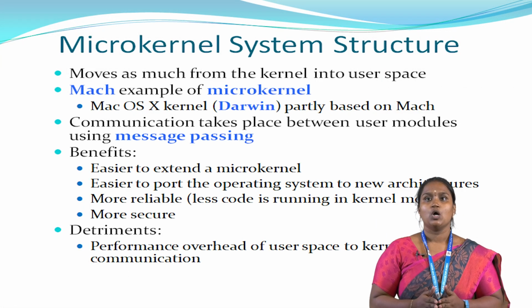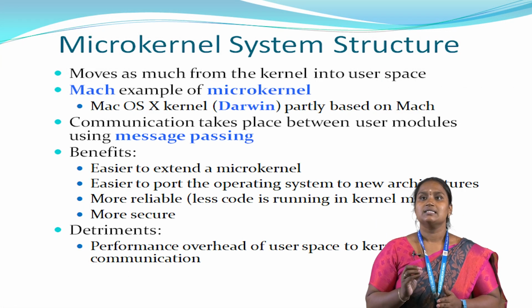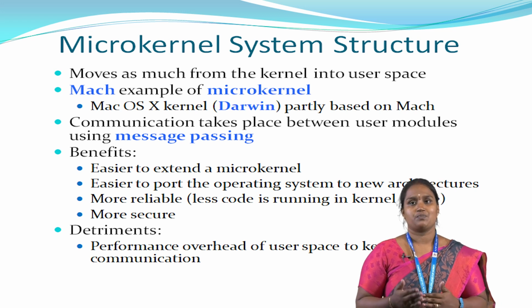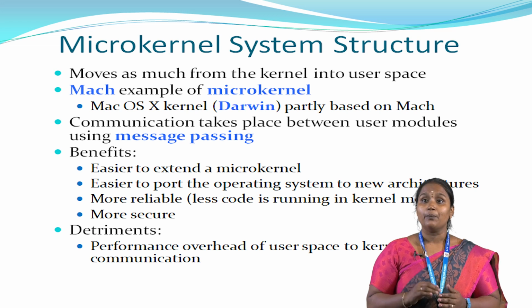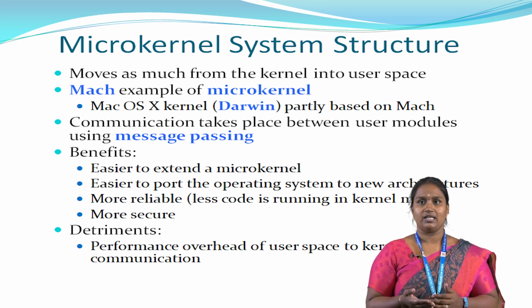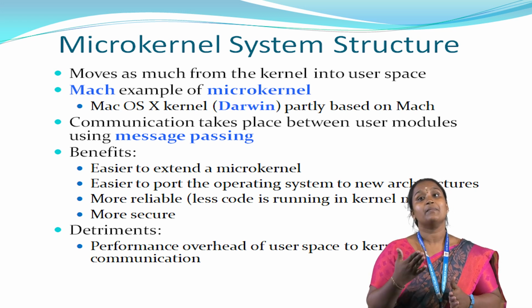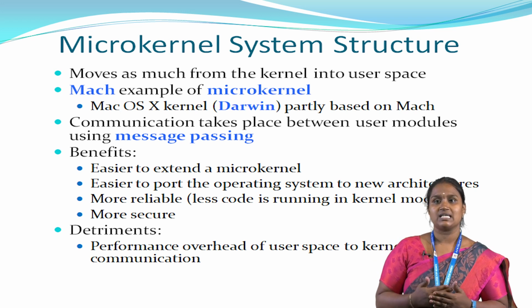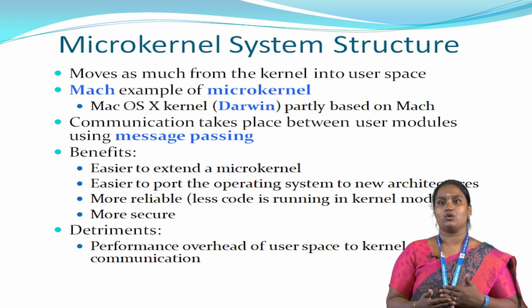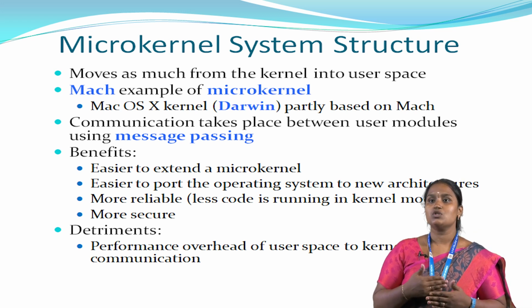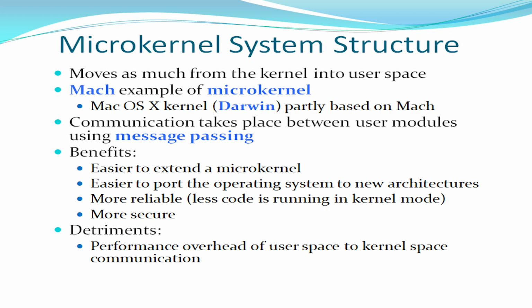Microkernel system moves as much as possible from the kernel into user space. Mach is an example of a microkernel. Communication takes place between user modules using message passing. Benefits and demerits. Benefits: it is easier to extend the microkernel, and easier to port the operating system to new architectures. The demerit: performance overhead of user space to kernel space communication.